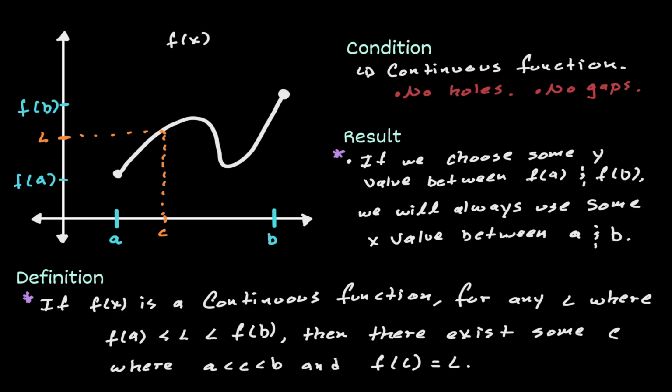A common mistake that I have seen is for students to choose some value of x and then use the intermediate value theorem to find out some value of y. Notice that this is the opposite direction. We will always choose some value of y, and then the intermediate value theorem guarantees some value of x. So notice the direction. We choose some y, and then we are guaranteed some x, not the other way around. And this is only true if we have a continuous function.